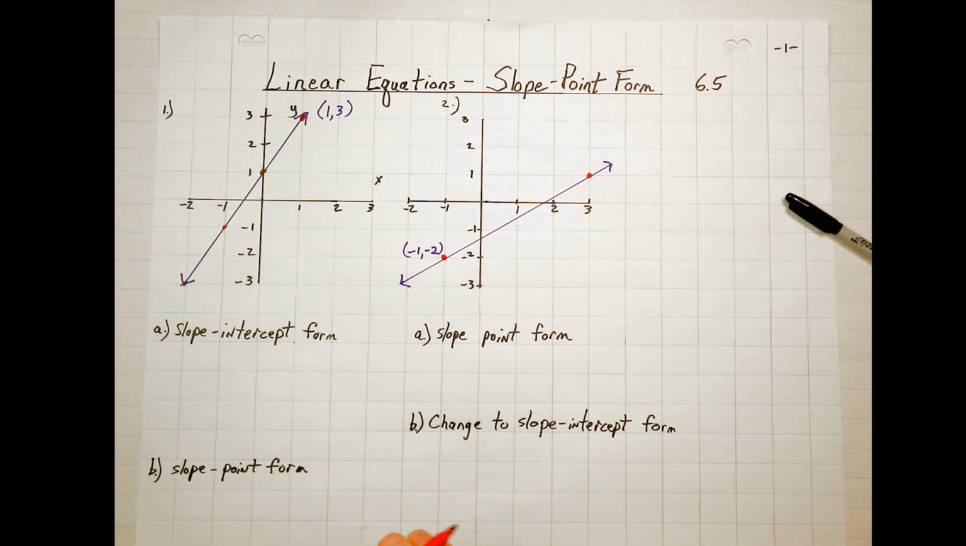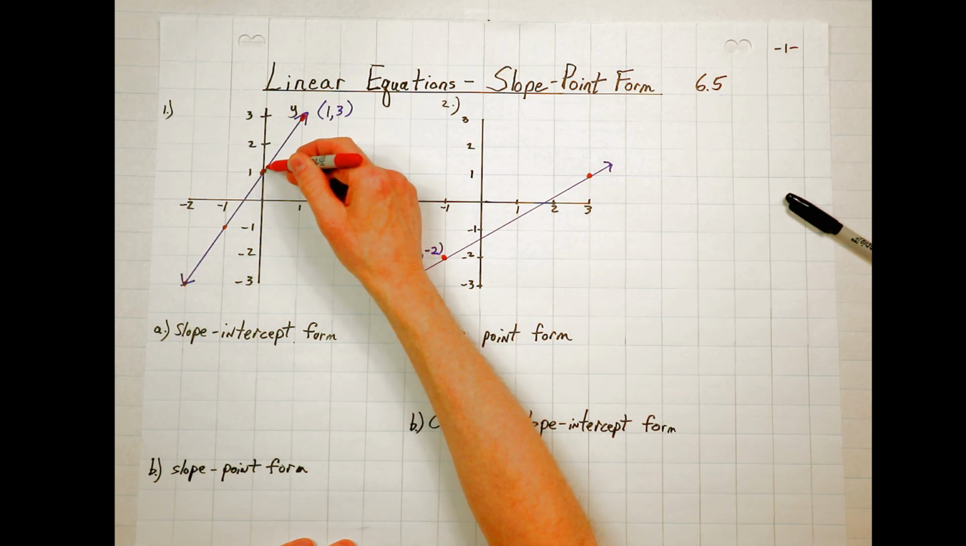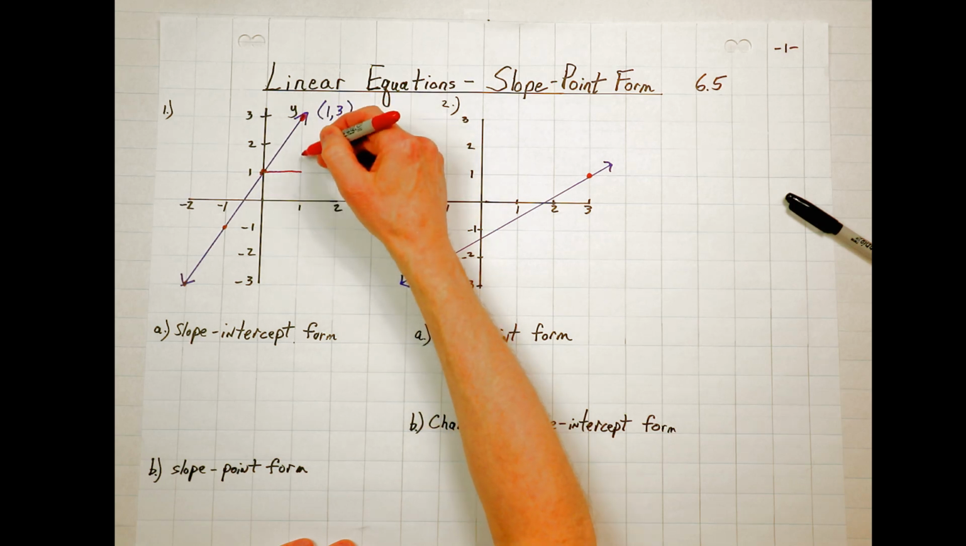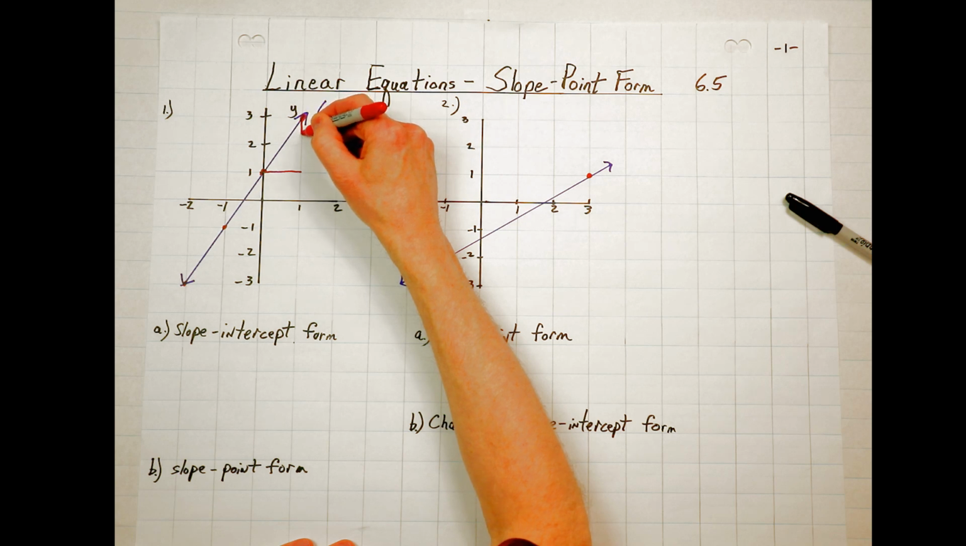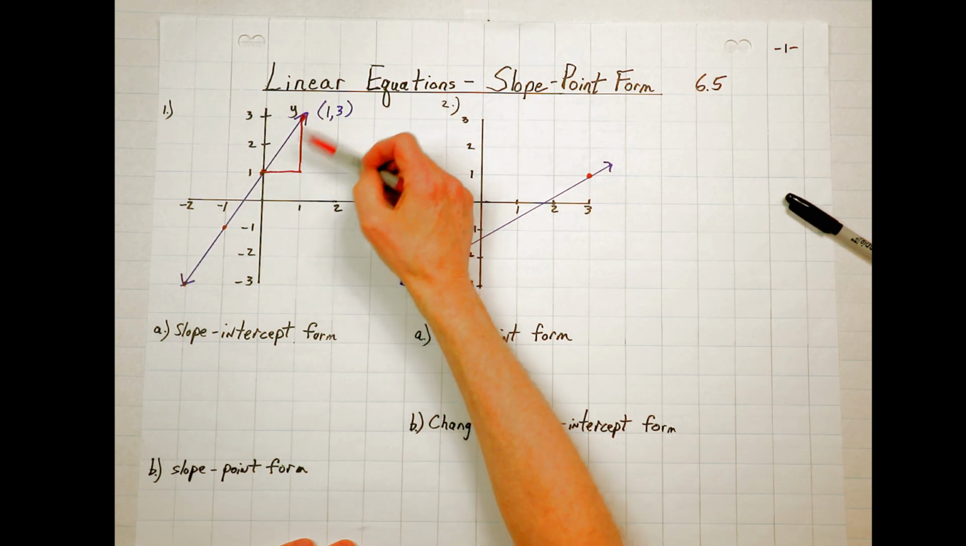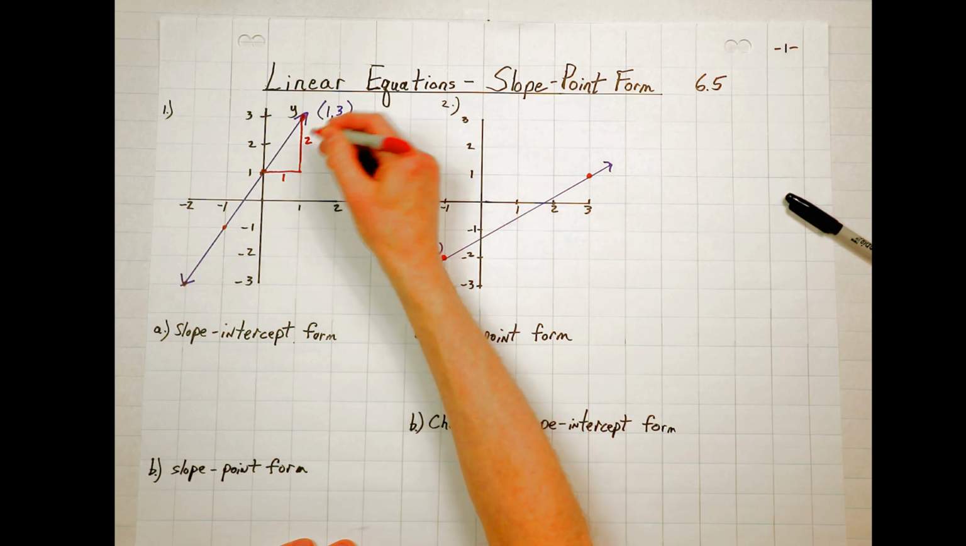The nice thing about slope-intercept form and slope-point form is you still find the slope in exactly the same way. So in this particular case, we go to the y-axis, just as we'd done the previous two lessons. We see as the line is going up and to the right that it's going to the right 1 and up 2.